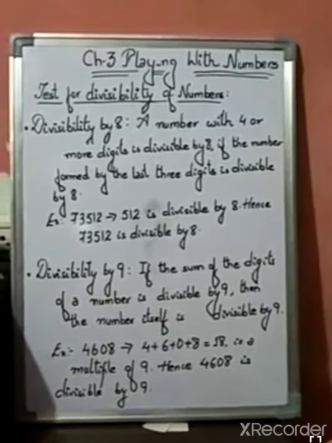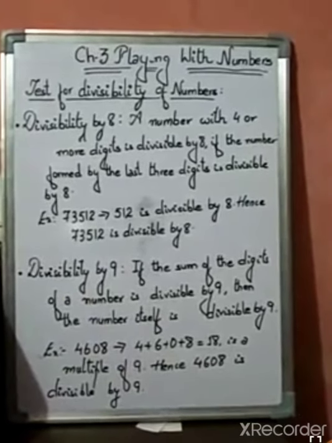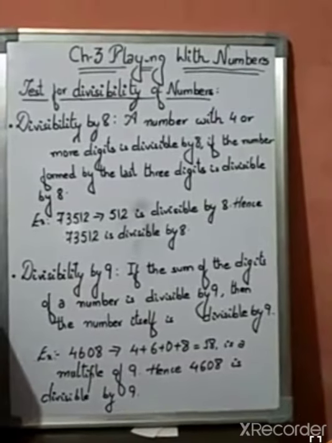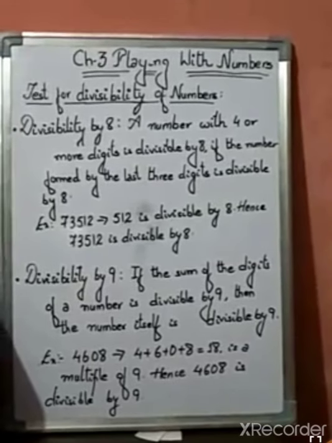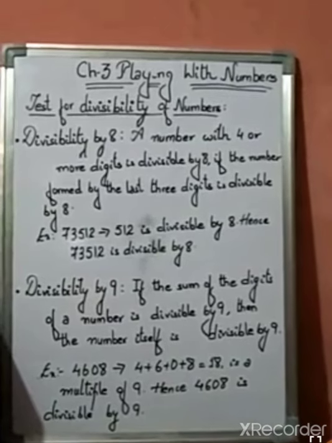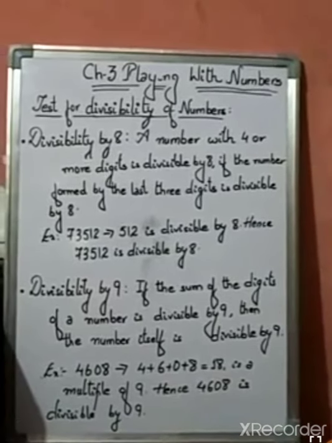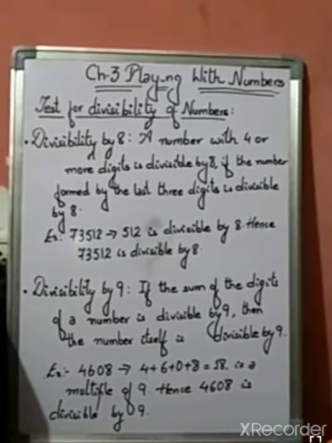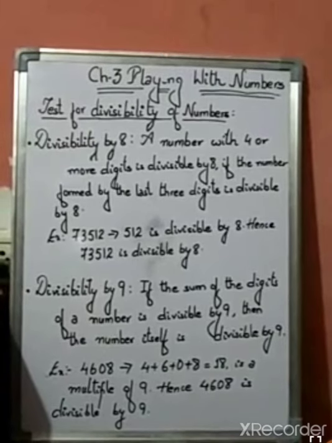the number itself is divisible by 9. Like in this case, it's 4 plus 6 plus 0 plus 8. Our answer comes out to be equal to 18, and 18 is a multiple of 9. Hence, 4,608 is divisible by 9. Similarly, we can check for others also.